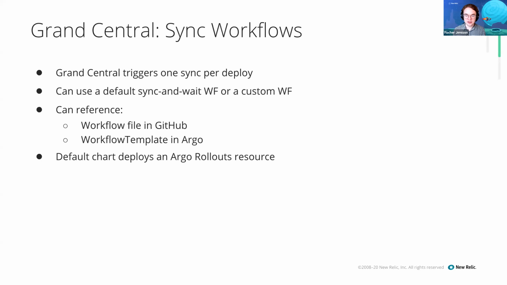We define a default sync and wait workflow, but we also let people define their own custom workflows. So you can either reference a workflow file in your GitHub repository, or you can reference the name of a workflow template that we have installed in Argo. And then the goal of all this: most Grand Central applications running in Kubernetes use a default Helm chart that deploys an Argo Rollout.